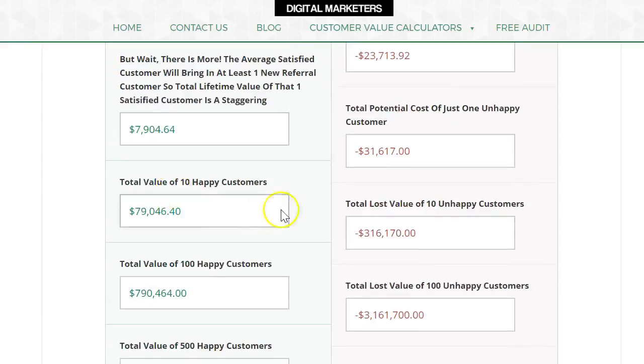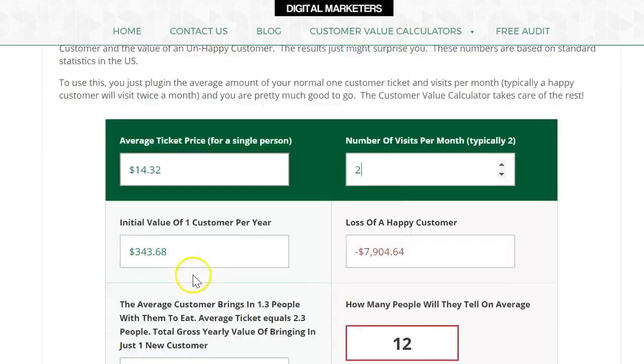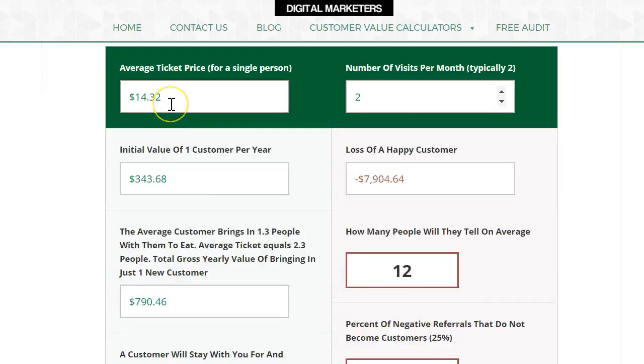So the total value of 10 happy customers is $79,000. For 100 happy customers, it is $790,000. If you can manage to get 500 happy customers, the value to your restaurant is going to be almost $4 million, $3,952,320. And that is with a $14.32 average per person ticket, okay?